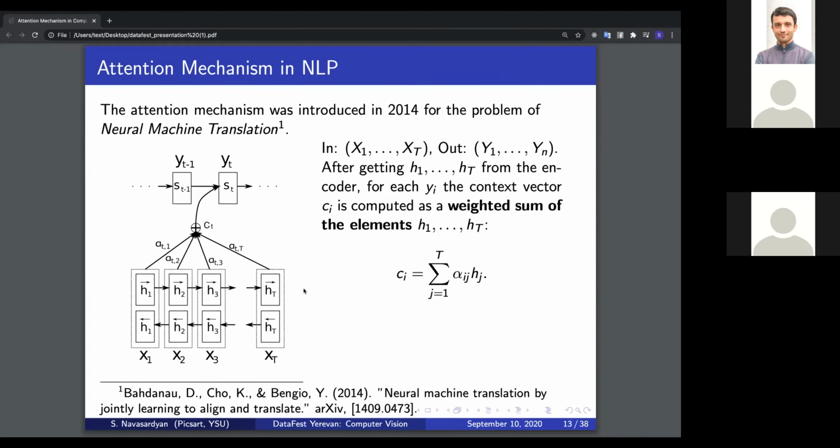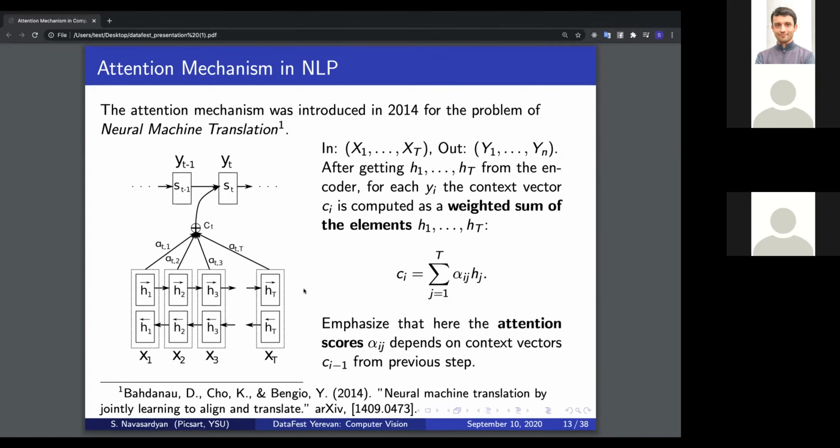Without going into details of this paper, I would like to emphasize that in this algorithm, the alpha ij's are also computed iteratively. So each time we get this context vector, we need to compute new attention scores for the next one.